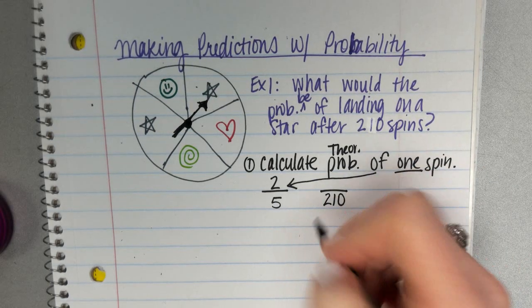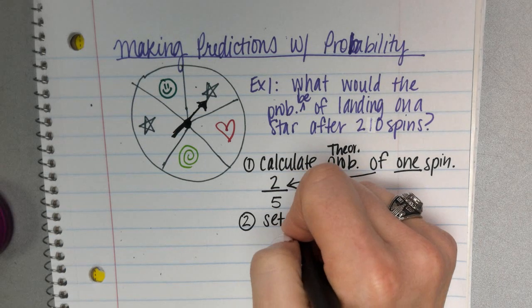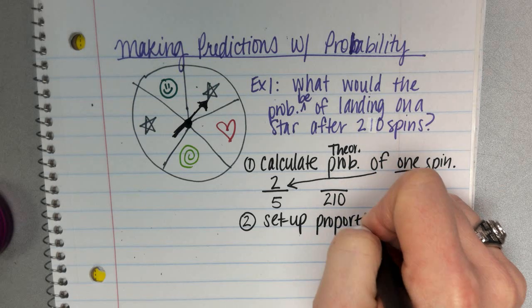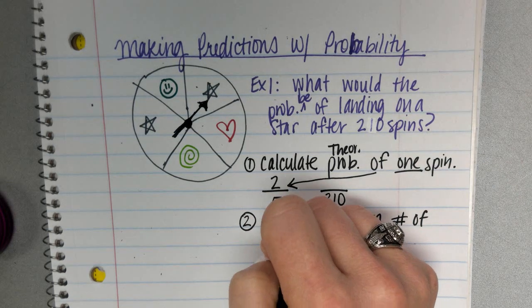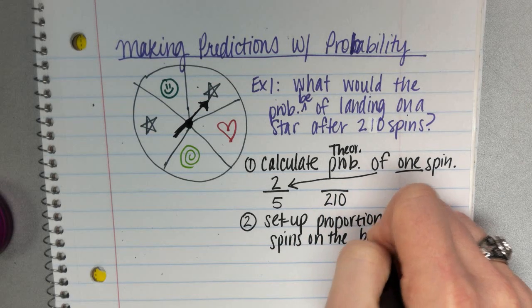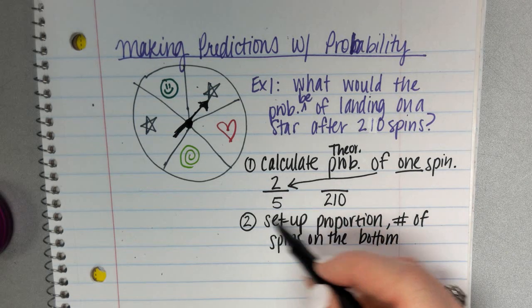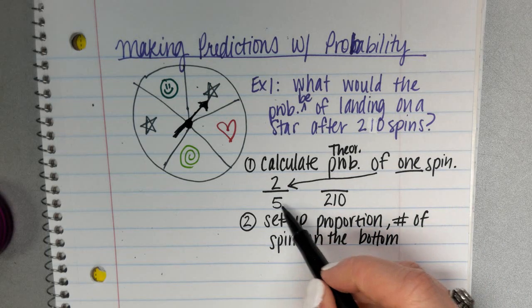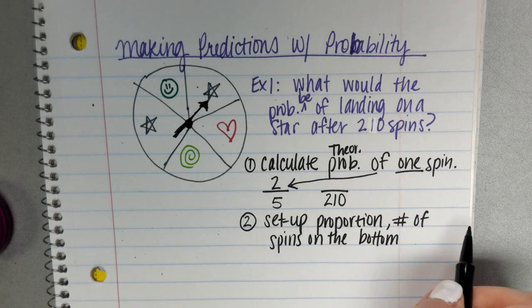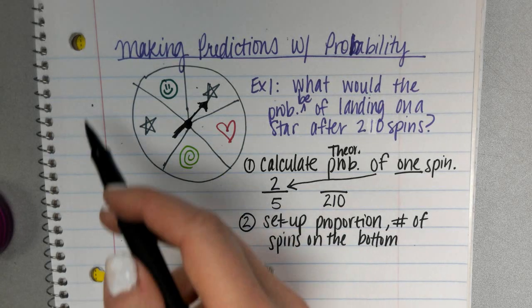So if we cross multiply, we always cross multiply and divide. So let's just do step 2. Hold on, back up. Step 2 would be to set up a proportion. And you're going to put the number of spins on the bottom of the new proportion. Okay? You're going to use your original simplified. If we had to simplify this, we would simplify this because that makes our numbers easier. Ratio, or proportion, and then you're going to set up another one with 210 on the bottom. Because what this really is saying is if we were going to spin it 5 times, it would theoretically land on the star 2 times, because there's 2 stars out of 5 sections.